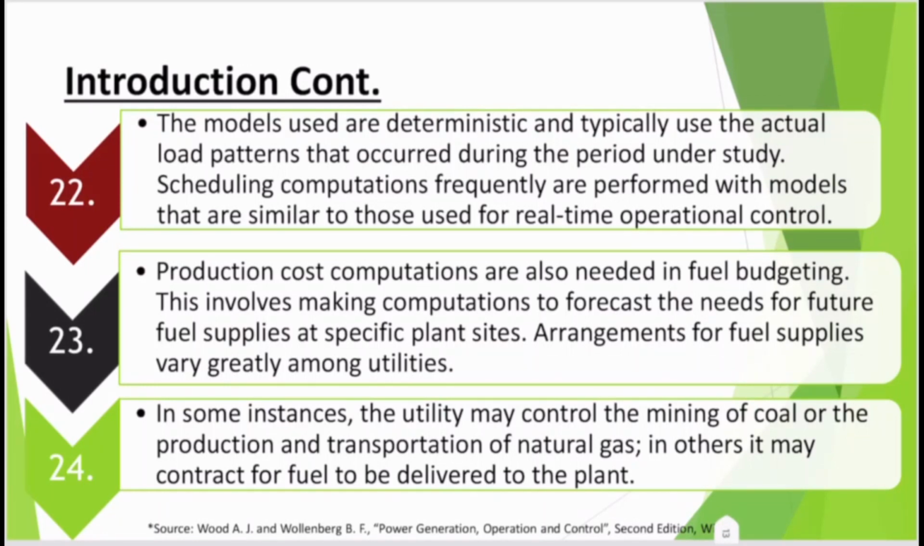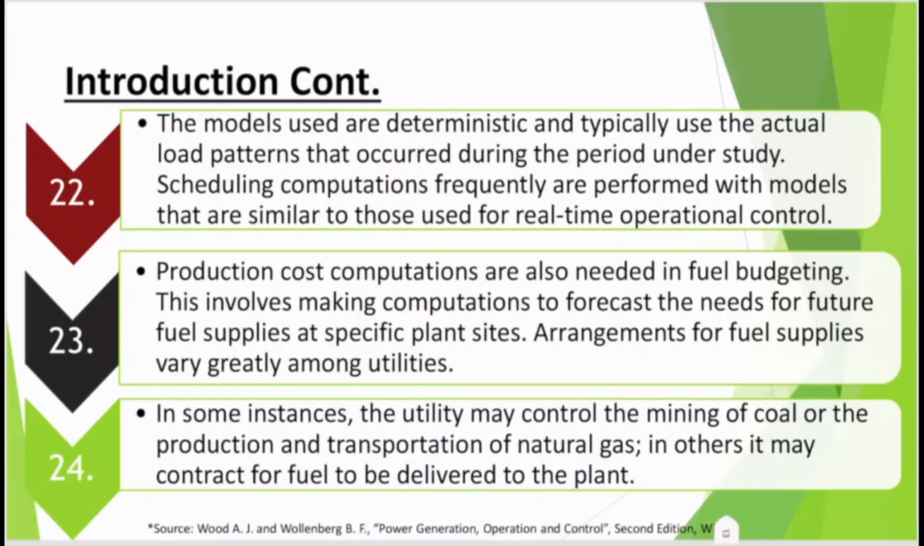Arrangements for fuel supplies vary greatly among utilities. If there are 10 utilities, depending upon the location, just an example, if your thermal power plant is very close to a coal site, then certainly your cost of fuel will be much cheaper than if it is being transported 1,000 miles or 500 miles, a long distance. All right, so this is very standard. So the cost of fuel is not the same for all utilities or all power plants when they procure it.